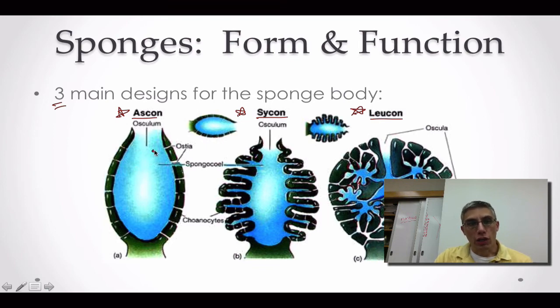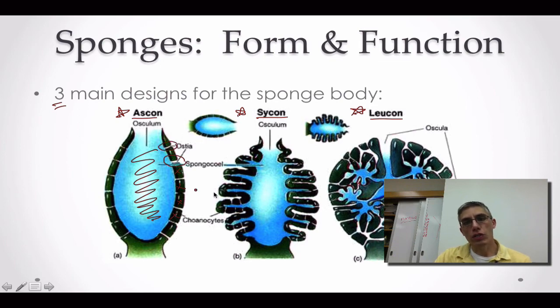Now when you look at the ascon, you're going to notice that it's a pretty simple sponge. You have a large interior space of the sponge that's going to be lined actually with choanocytes, and these choanocytes are going to be located right here. And if you remember back in our previous slide, we had talked about this being the pinacoderm of the sponge, or sort of like the skin of the sponge. And you can see the openings or the dermal ostia located right here.